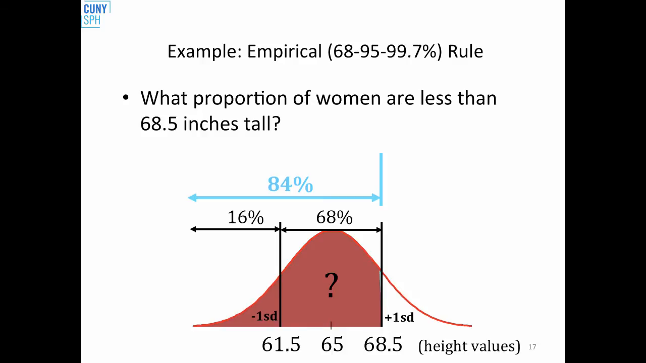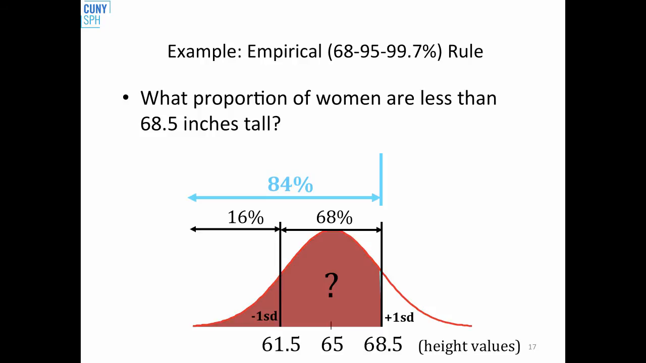So what about this instance, though? Getting a little bit more complicated here. What proportion of women are less than 68.5 inches tall? So that is from 1 standard deviation above the mean all the way to negative infinity, or let's say to a height of 0, so to the shortest women.